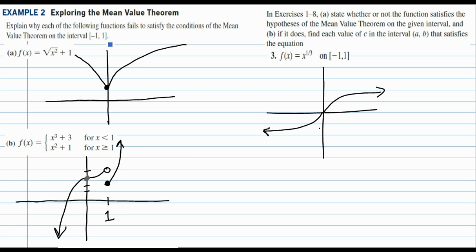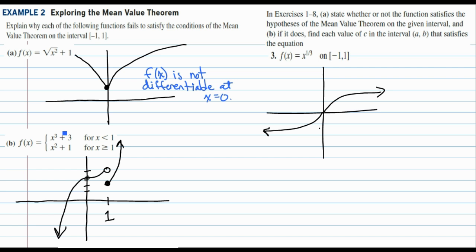interval -1 to 1. So in A, we've got the graph of the square root of x squared plus 1, so we move that up 1. Can you see why it does not satisfy the mean value theorem? That's right, f of x is not differentiable at x equals 0. There's a cusp here. How about B?